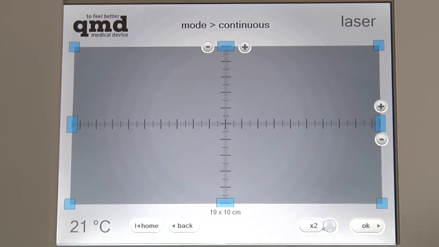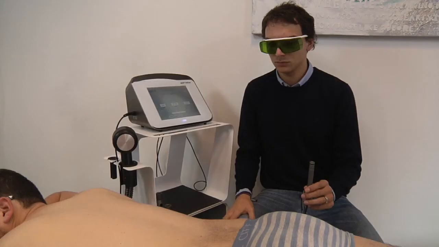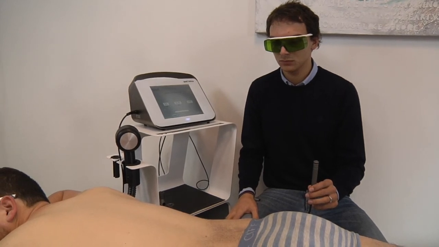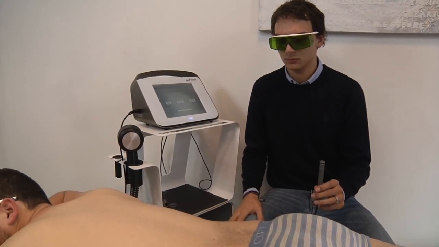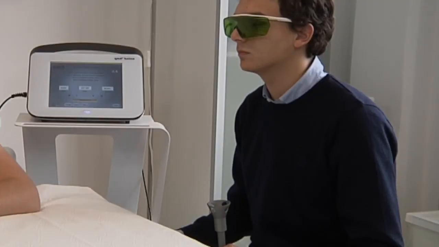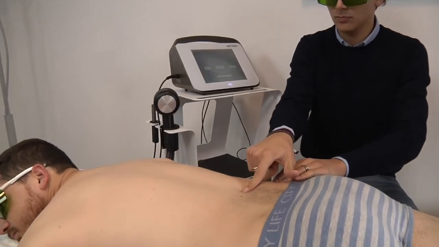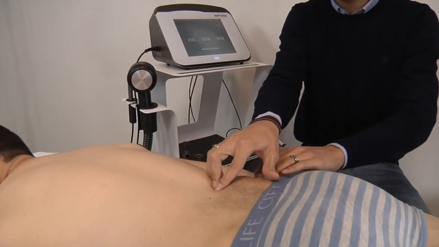In this case, the QMD proposes a power of 5 watts, which can be modified by the operator. The treatment area is that of the quadratus lumborum of the right half body. We apply the medium spacer. We start the treatment, moving the applicator along the direction of the muscle fibers.